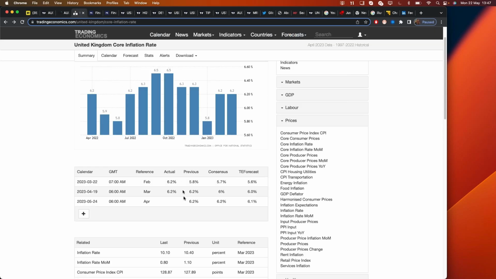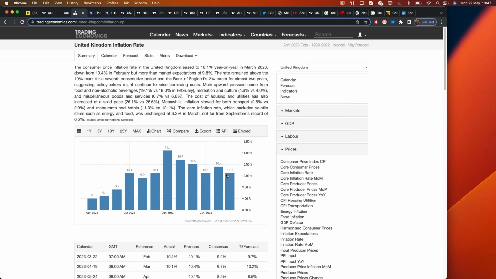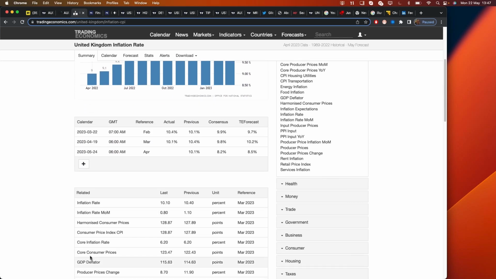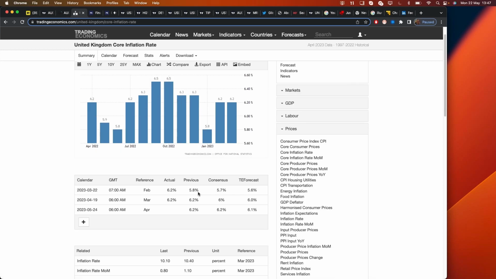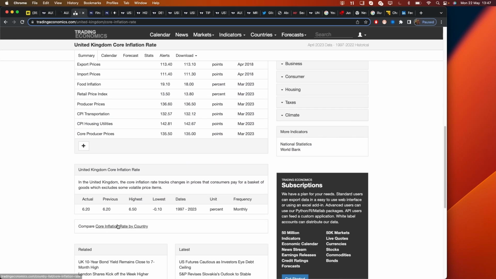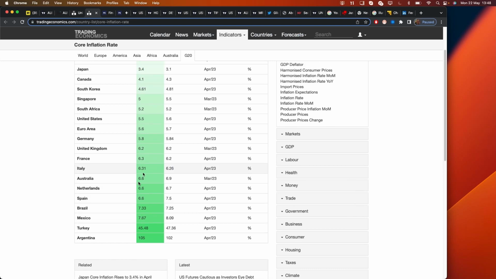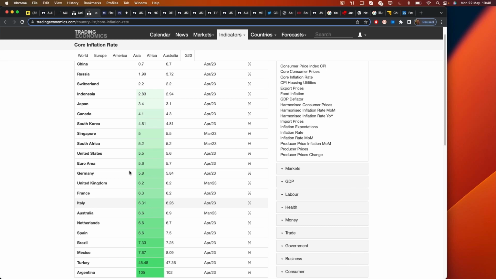Look at the problem in the UK. Headline inflation in the UK is 10.1%. That's double digits, right? And look at the core inflation. The core inflation is high as well. Look at 6.2%. The UK has an inflation problem, and the Bank of England need to control it. If you compare the UK's inflation to other countries, look how high the UK's core inflation is. It's some of the highest in the G20.